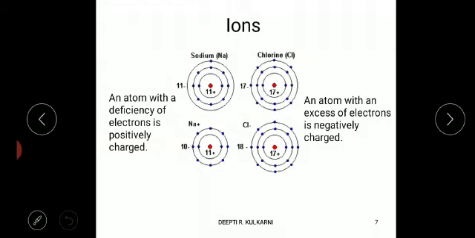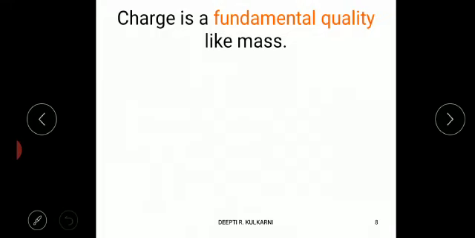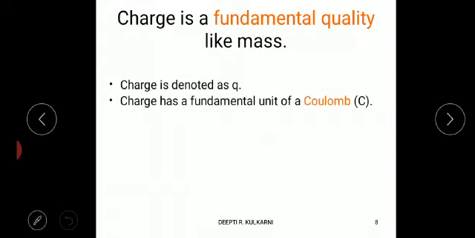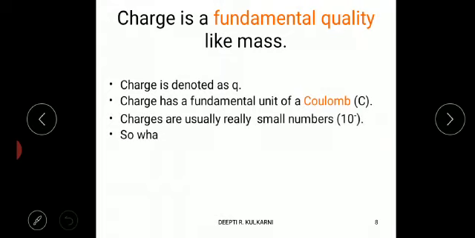An atom with a deficiency of electrons is positively charged. An atom with an excess of electrons is negatively charged. Atoms do not gain or lose protons. This is very, very important. Charge is also a fundamental quantity like mass. Charge is denoted by small q, and its SI unit is coulomb, and charges are very small numbers.